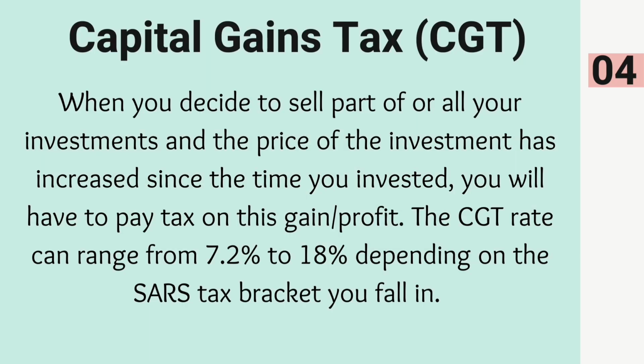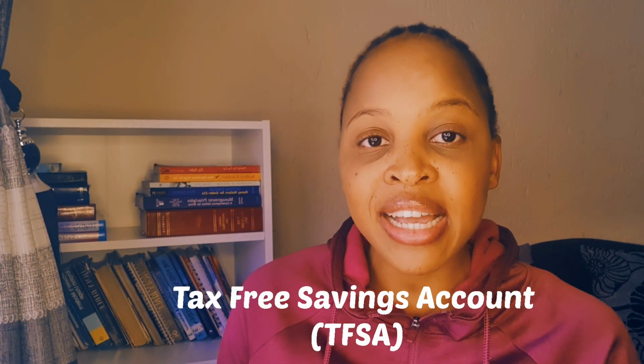When you sell some or all of your investments for a profit, you will have to pay capital gains tax on that profit. Capital gains tax ranges from 7.2 to 18%, depending on where you fall on the SARS income tax tables. Those are a whole lot of taxes to pay, right? What if I told you that there is an investing account that prevents you from paying most of these taxes? It's called a tax-free savings account.